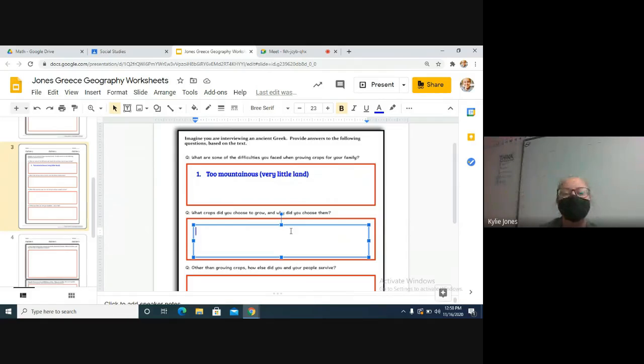Okay, and the next question says, what crops did you choose to grow? So let's just list some of the crops. Yoshi, what's one? Squash or did it say squash in there? No. Marty? Olives and grapes were huge ones. And then there is wheat and barley. We'll write that one next. But why did they choose to grow olives and grapes? That's an important one. Go ahead, Marty. Good. They take very little space to grow.